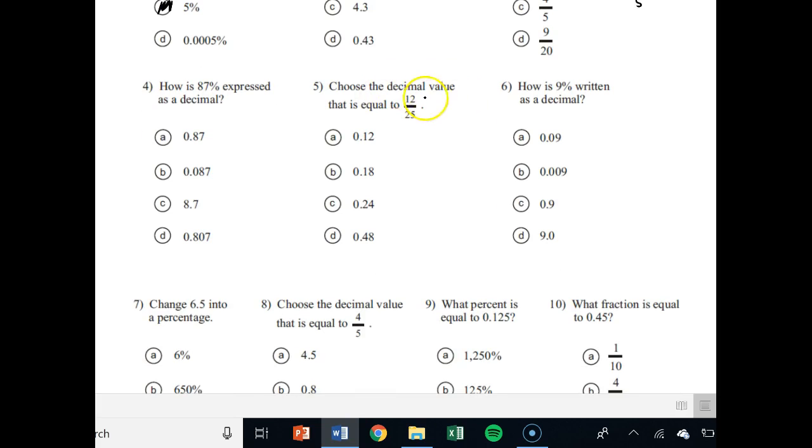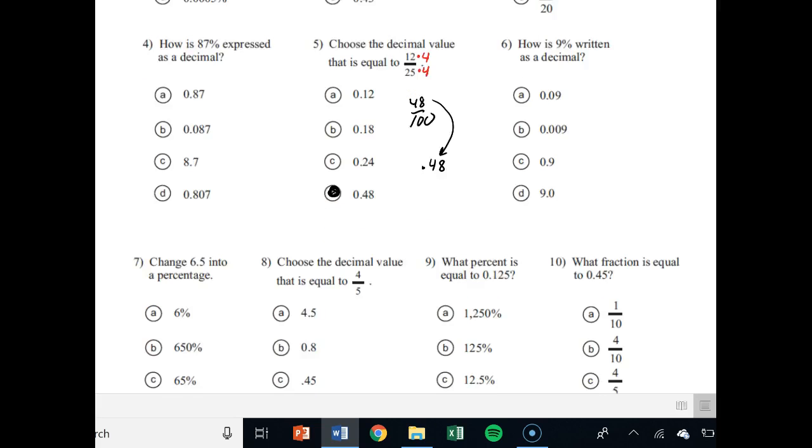Number 5, it says choose the decimal value that is equal to 12 over 25. All right, well, let's just go ahead and make that base 10 by multiplying by 4. In doing so, I get 48 over 100. And remember, if I got something over a base 10, then my decimal is simply what the numerator was, so 0.48. So my answer is D.